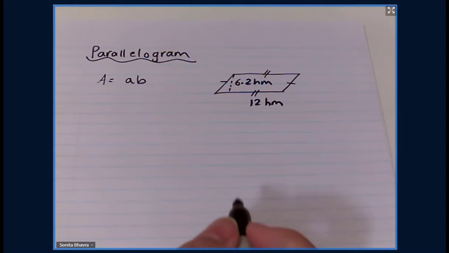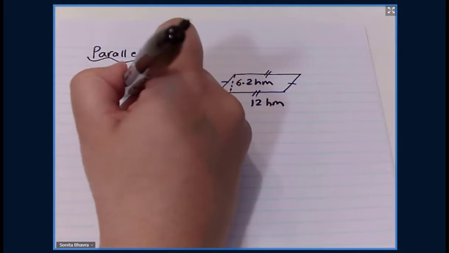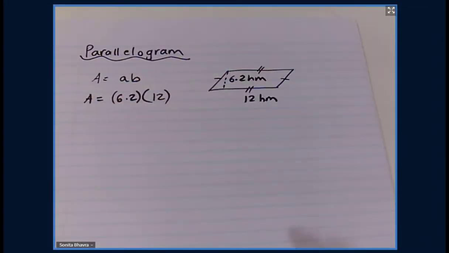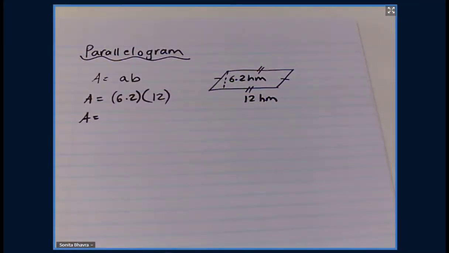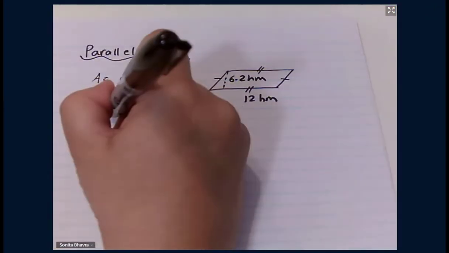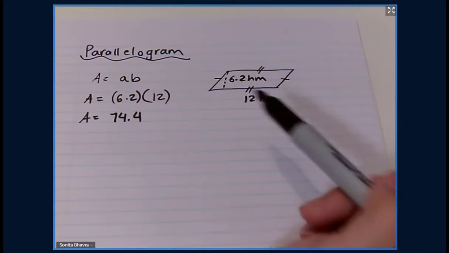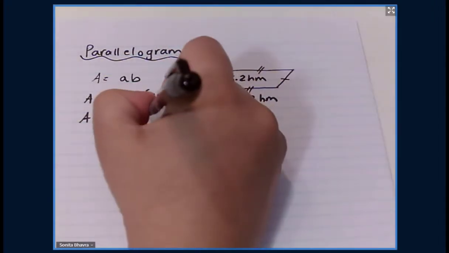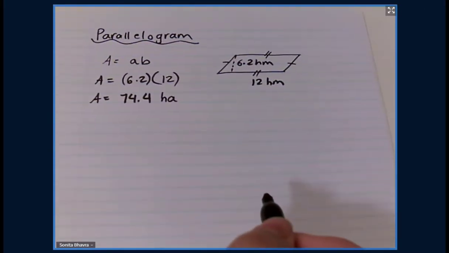All right, so our altitude is 6.2 meters. This dashed line represents altitude. So 6.2, and then our base is 12. So 6.2 times 12, and that gives me 74.4. And recall that we don't use hectometers squared when we were looking at area measurements. It's just hectare. If you put hectometers squared, I would still accept it, but it is used as hectare.